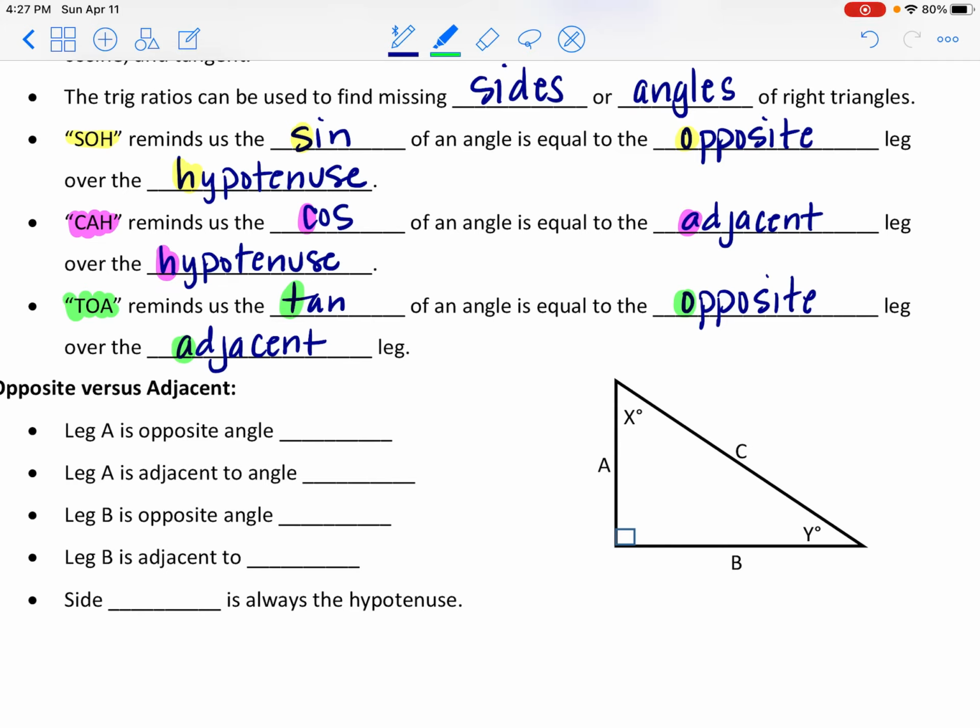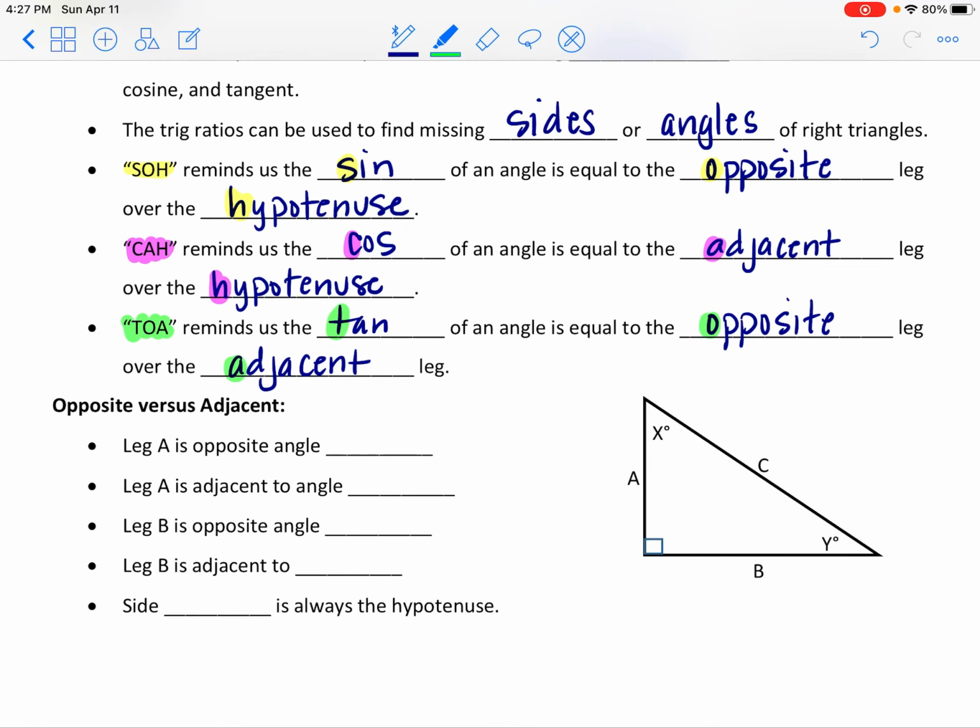Okay, so opposite and adjacent are always associated with legs. There is an opposite leg to your angle, there is an adjacent leg to your angle. And the hypotenuse isn't going to move around. The hypotenuse is always the longest side of your triangle. But depending on what angle you're looking at, the opposite and adjacent legs could change.